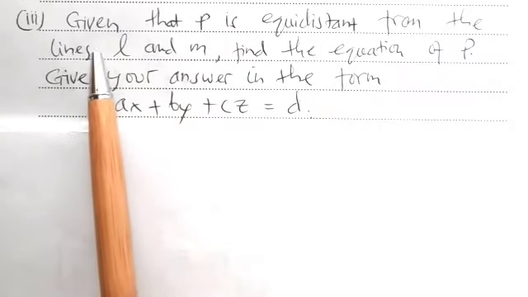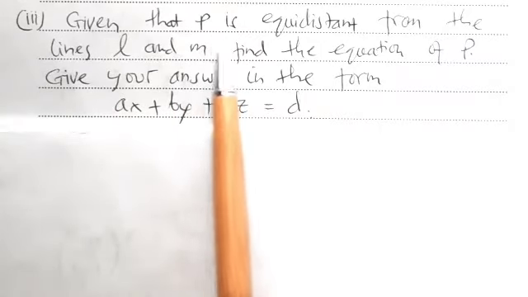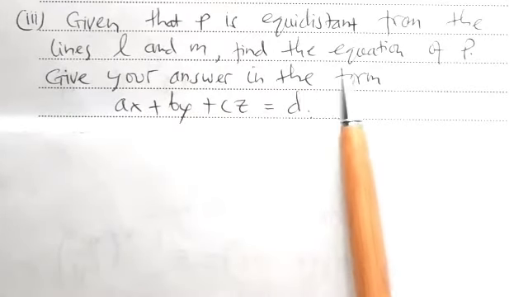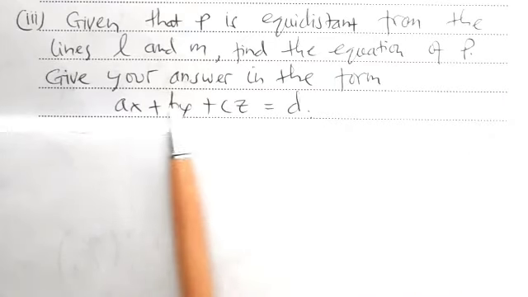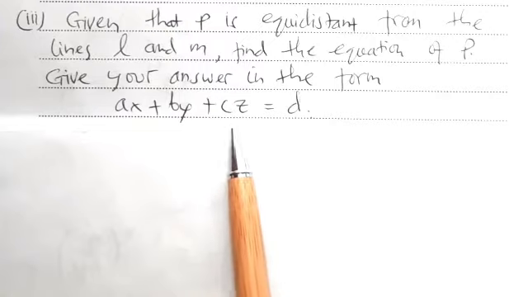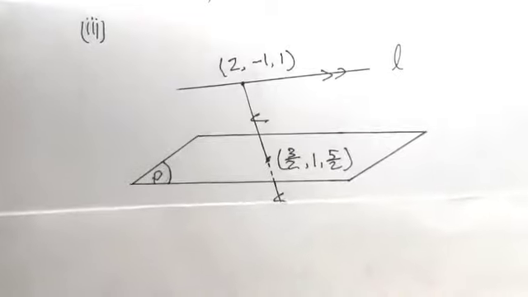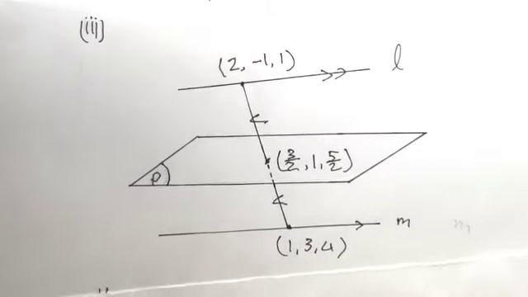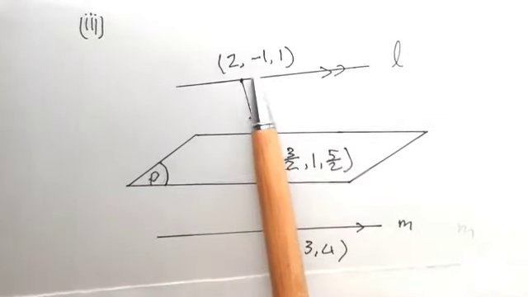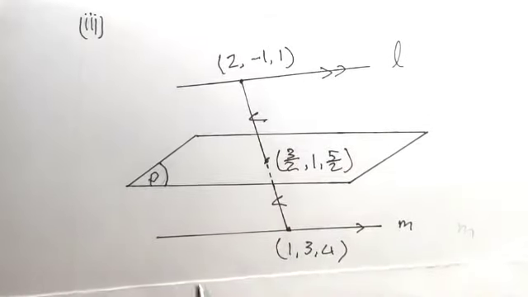Part (iii): given that plane P is equidistant from the lines L and M, find the equation of plane P. Give your answer in the form ax plus by plus cz equals d. Now, there are two fixed points. On line L, we have a fixed point that is (2, minus 1, 1). And on line M, there is a fixed point that is (0, 1, 3, 4).